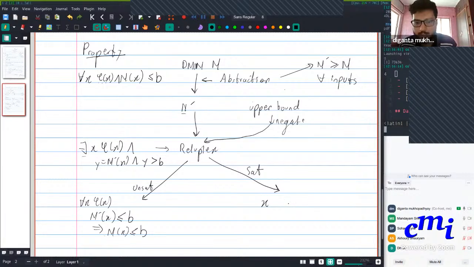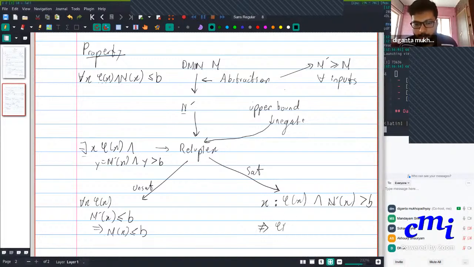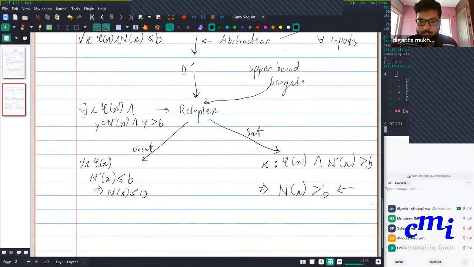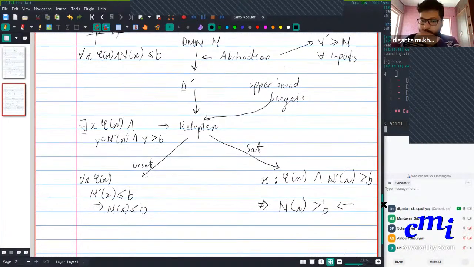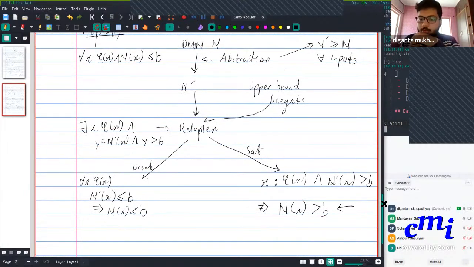But if Reluplex tells you SAT, now what you have is an x. Reluplex has given you an x such that phi of x holds and n prime of x is actually greater than b. But this does not imply that for this same x, nx will be greater than b. We don't know this, right? Because if n prime x is greater than b, all we know is that nx is going to be less than n prime of x, so we can't tell whether it's going to be greater than b or not.